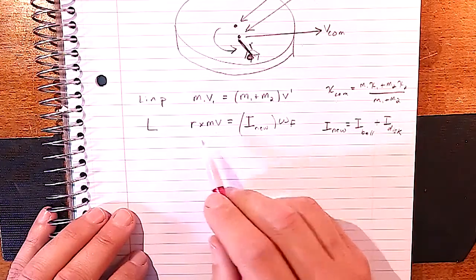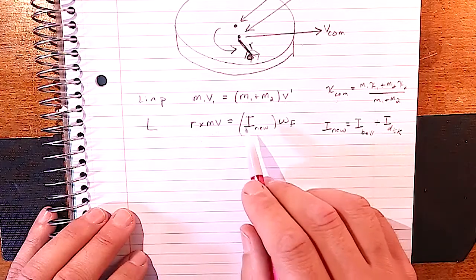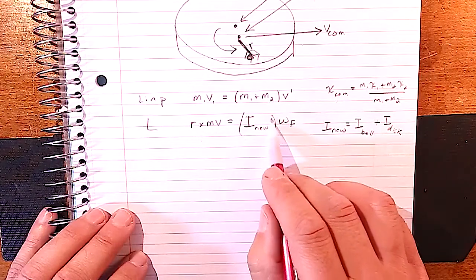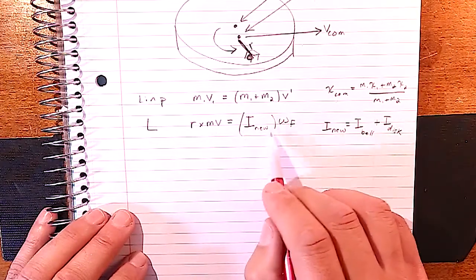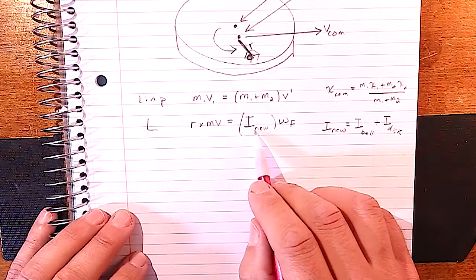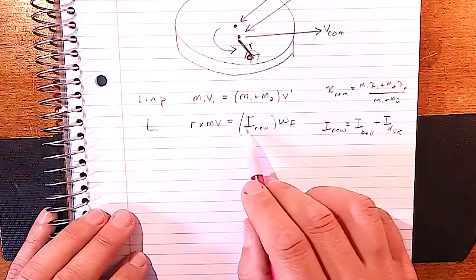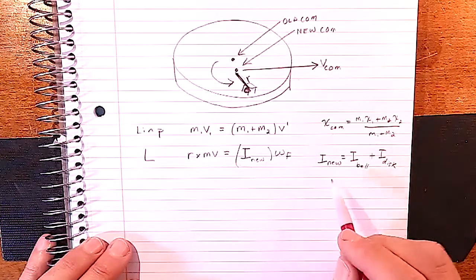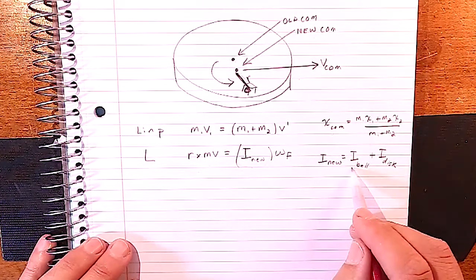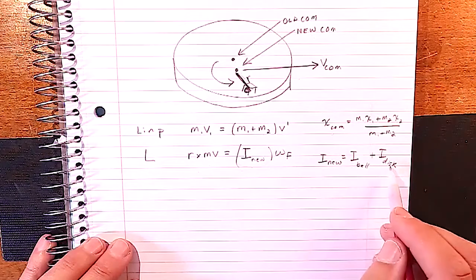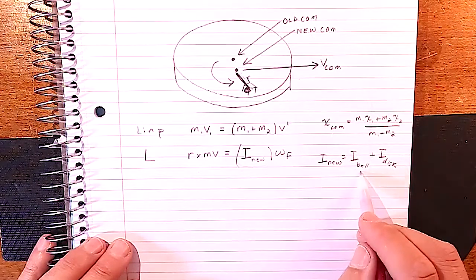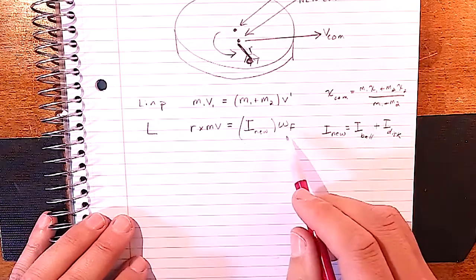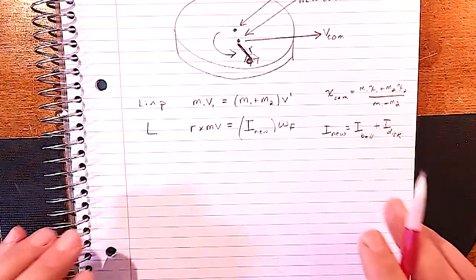Once we know that r, then we need to put in I omega for the final, because we have this new object. I'm just calling it I_new. It's the moment of inertia of the ball disk system. So what is that? Well, that's going to be the sum of the moment of inertia of the ball and the disk. So we sum those up, and then we put in our r that we found before, and we can solve for omega final.